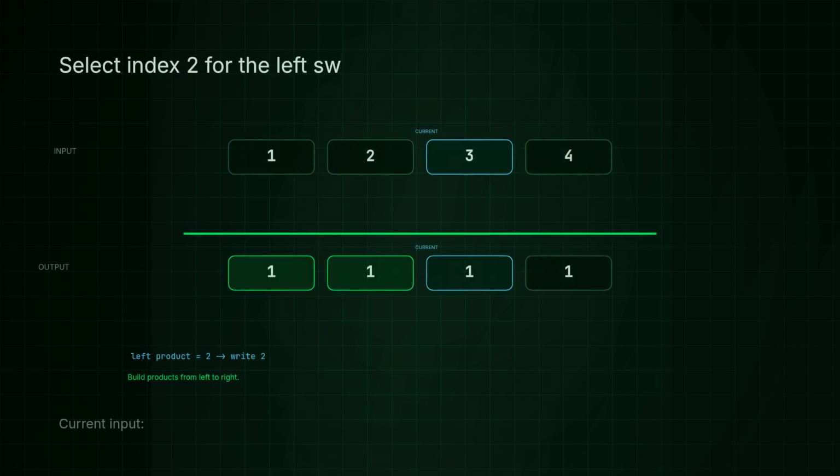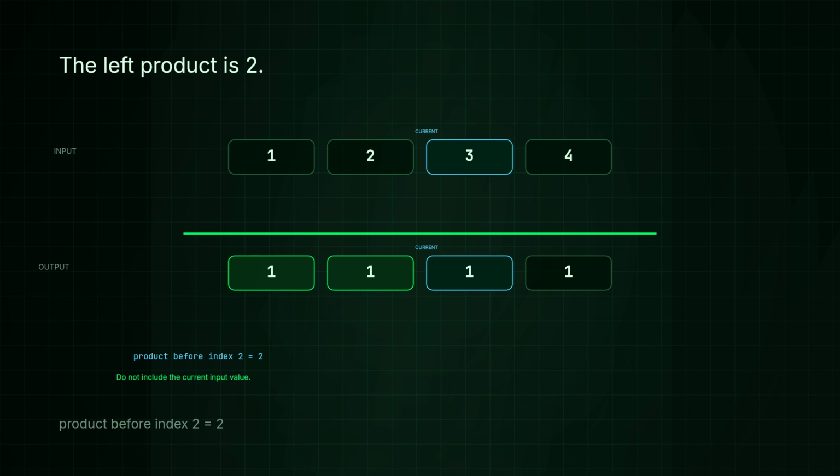Move to index 2. We need the product of everything strictly before 3. Everything before index 2 has product 2. That is the value this output position needs from the left. Write 2 here, then multiply the running left product by 3 before moving on.